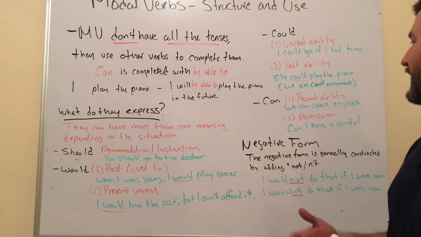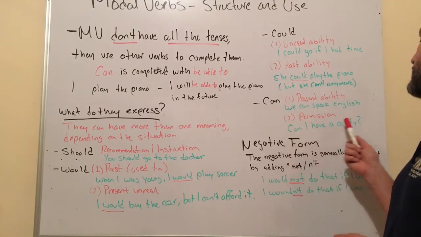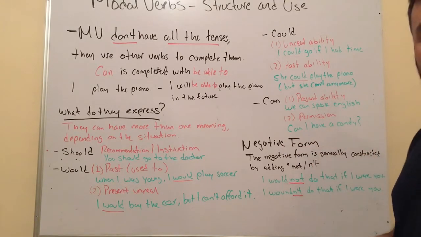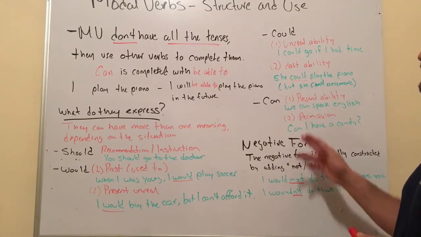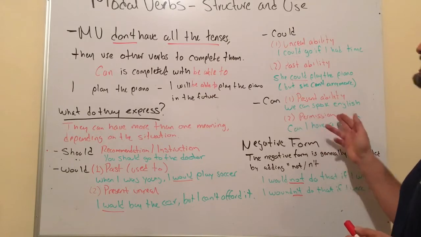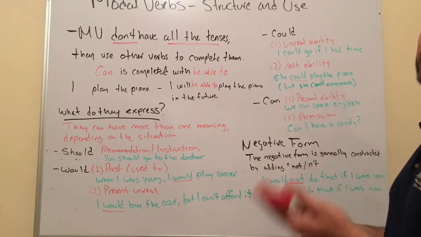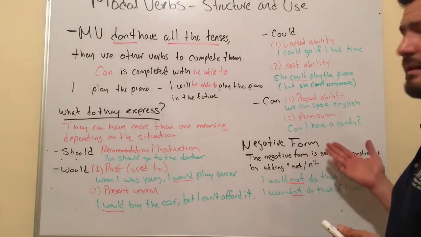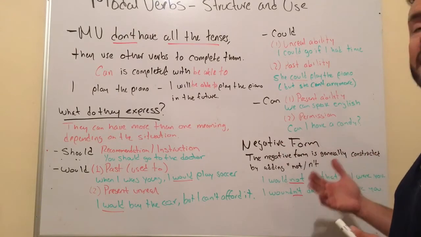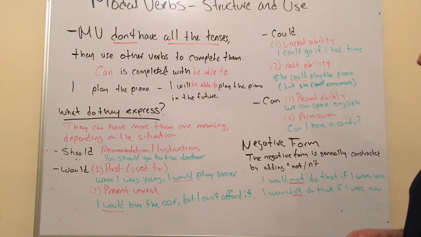And we also use can for permission. Can I have a candy? Yes, you can. So here we're requesting permission or we're giving permission. Like I said in the answer, can I have a candy? Yes, you can have a candy.